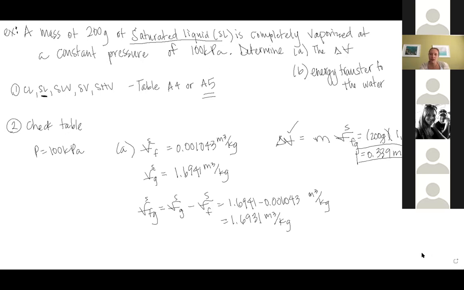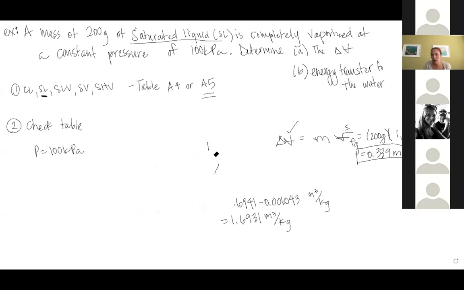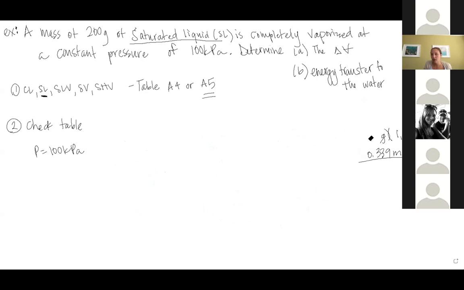All right, so now I'm just gonna erase part of it so I can keep the second part. So now we figured out the specific volume and the change in volume in our liquid vapor region that's occurring. But now we want to know our energy transfer to the water. So when we're looking at energy transfer to the water, it is going to be occurring at a constant pressure.